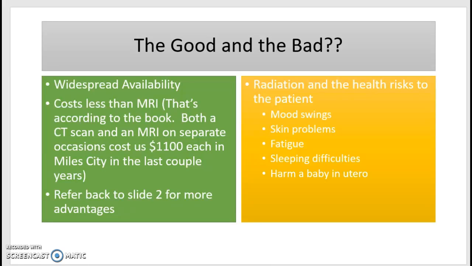oh, there's a brain bleed, a stroke, MS, different things will stand out and be quite obvious with a CAT scan. The disadvantage would be radiation and the health risks to the patient. Those things include mood swings, skin problems, fatigue, sleeping difficulties, and harm to a baby in utero.